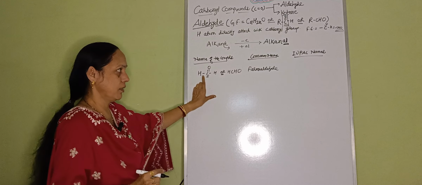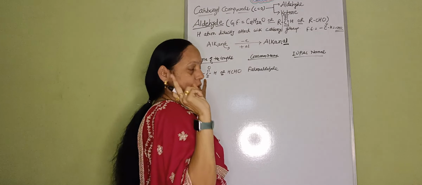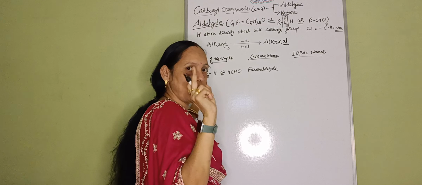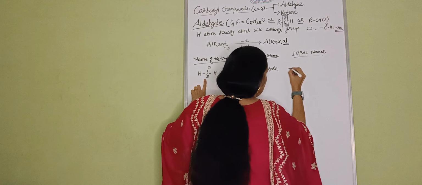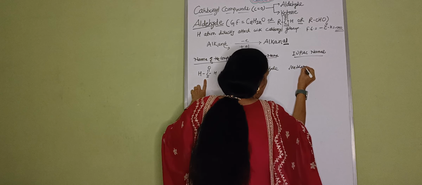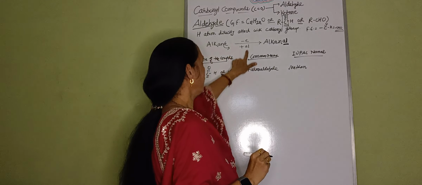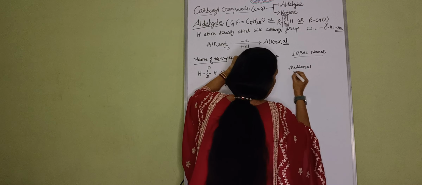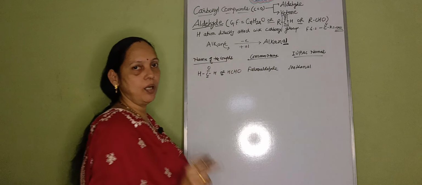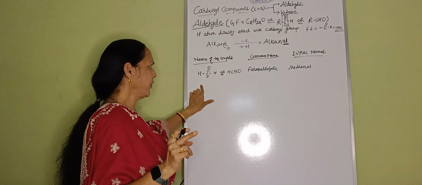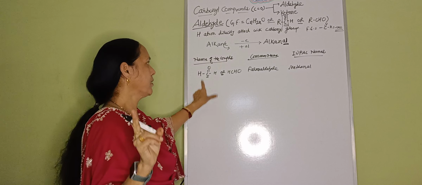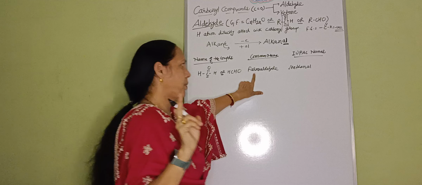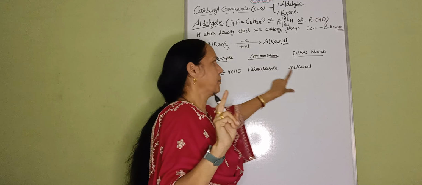Common name is formaldehyde. Now one carbon in the alkane, what was the name of the compound? One carbon alkane means that was methane. Okay, so it is methane. E is replaced by which alphabet? That will be Al. So what will be the name of the compound now? Methanal. First member of the family aldehyde, common name is formaldehyde, IUPAC name is methanal.